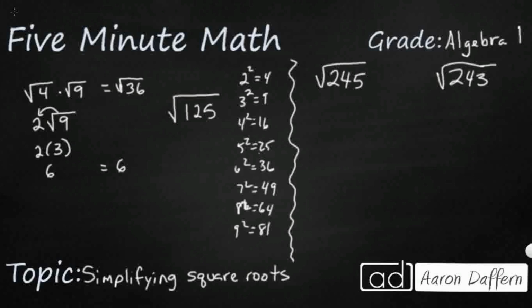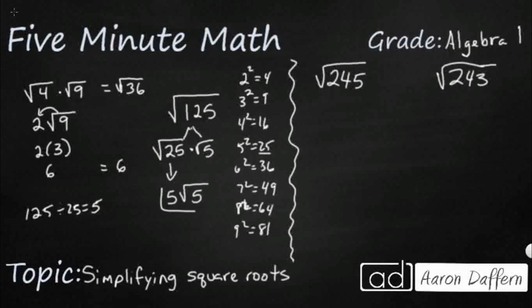Let's try 25. 125 divided by 25 equals 5. So this is what we could do. We could split this up into the square root of 25 times the square root of 5, because 5 times 25 makes 125. And then we can rewrite the square root of 25 as 5. We can't do anything about the square root of 5, because that's still going to be an irrational number. But the square root of 125 is going to be a much better expression as 5 square root of 5. So now that we've got that under our belts, let's try some of these big ones.